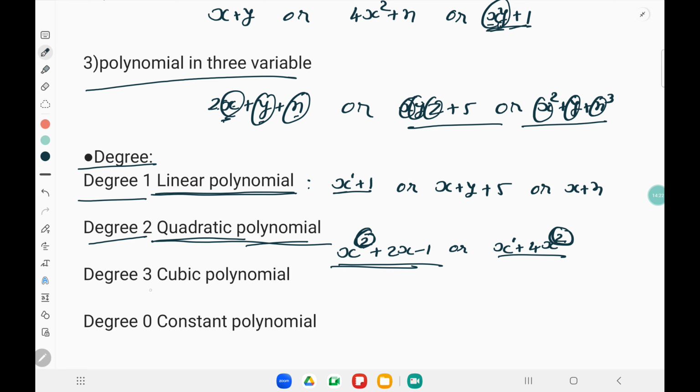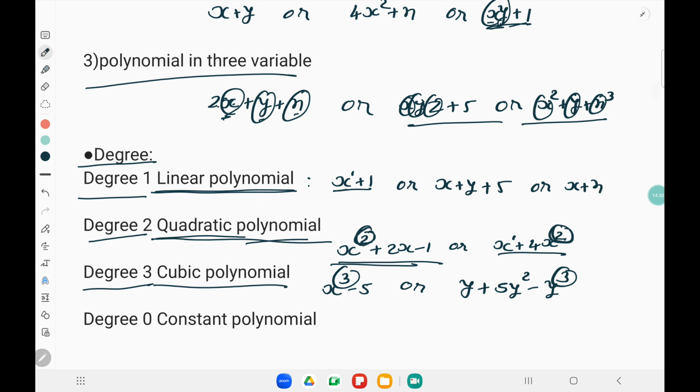If the highest degree is 3, let's see here, x cube minus 5, or, using a different variable, y plus 5y square minus y cube. In these two polynomials, the highest degree is 3, so we call them cubic polynomials.